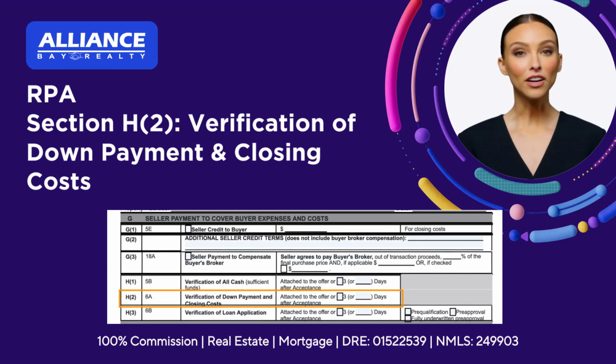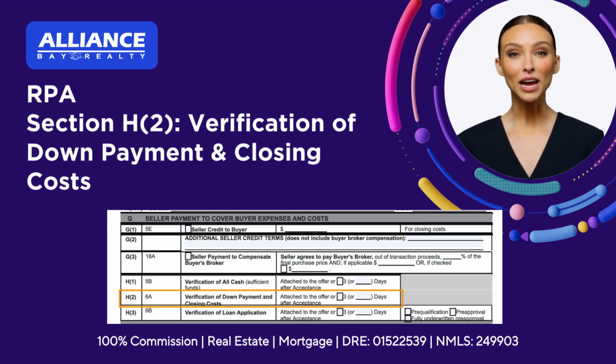Section H2, Verification of down payment and closing costs. It is the proof of the cash the buyer will bring in addition to loans. How to complete this section. 1. Select attached to the offer or within 3 or more days after acceptance. 2. Provide statements showing available balances sufficient for down payment plus closing costs, net of any seller credits. Remember, if funds come from a gift, show the gift letter and, when requested by lender, donor's ability. If funds will come from an asset sale, note the timeline and provide evidence of sale or liquidity.